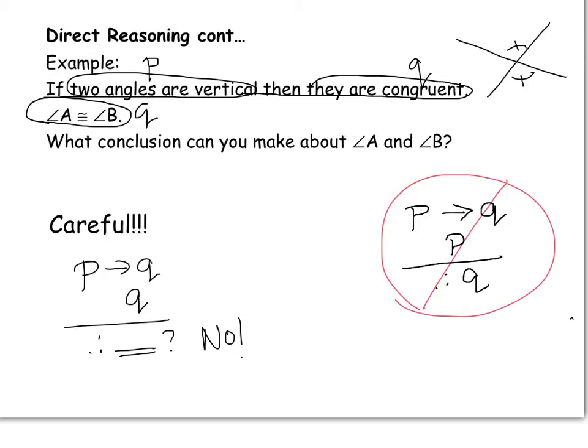But if two angles are congruent, must we conclude they're vertical? Certainly not. I could draw two 90-degree angles like this. And those two angles are congruent, but they're certainly not vertical angles. So this is a counterexample, and just be careful of this form. Sometimes you'll see conclusions based on invalid forms of reasoning. So we cannot make conclusions based on invalid forms of reasoning.